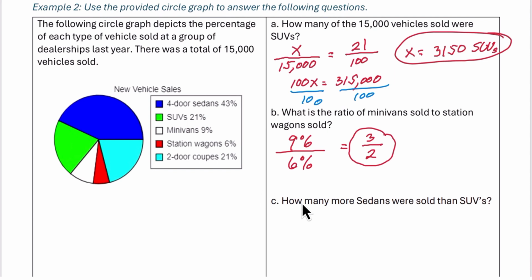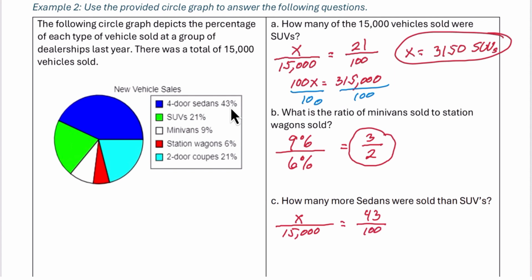In part C, how many more sedans were sold than SUVs? We already know the number of SUVs. Let's first find the number of sedans. 4-door sedans, 43%. So we need to know the number of sedans. We'll again set up a proportion. We don't know the amount. We don't know the number of sedans. The total is still 15,000. We'll set that equal to the percent, which is 43, divided by 100.